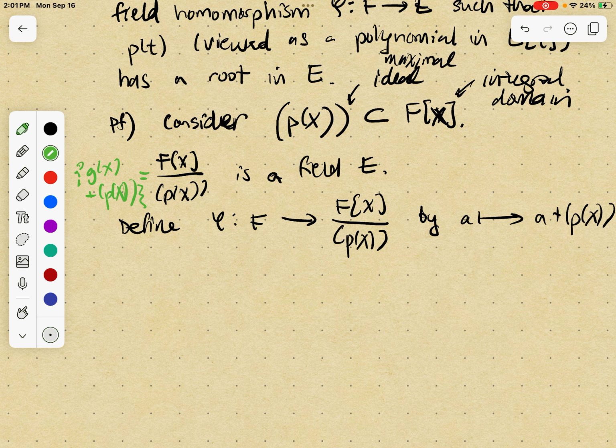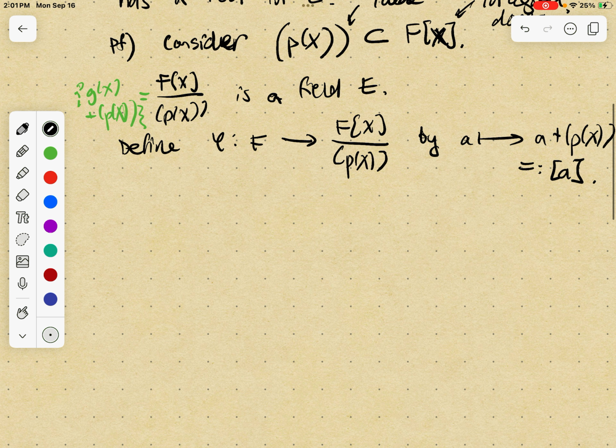And for simplicity, let's just denote this coset by that. I think it makes it easier to understand what's going on. So in other words, phi of A is this coset containing A. It's the equivalence class of A. Okay.